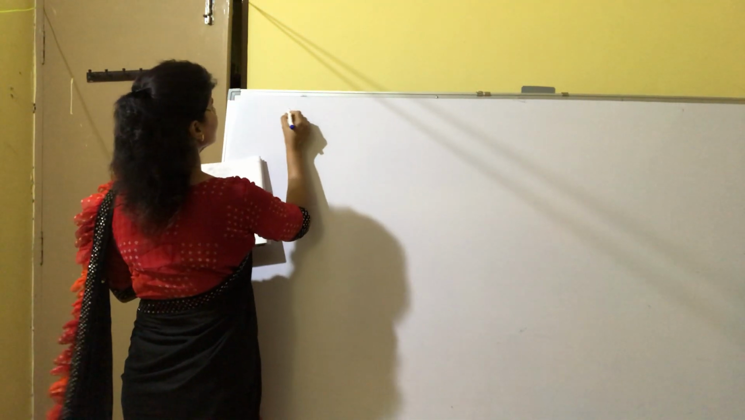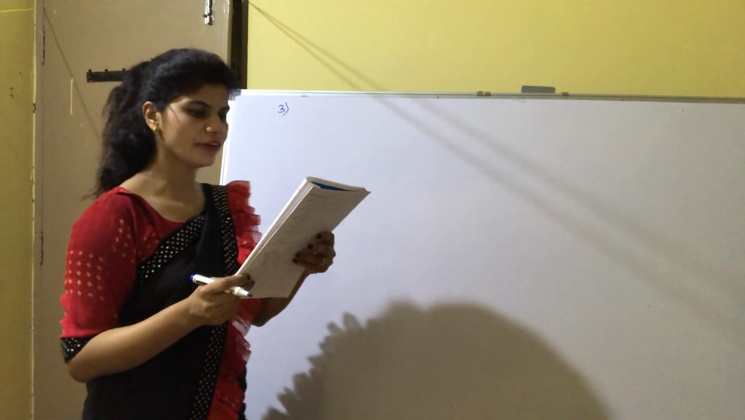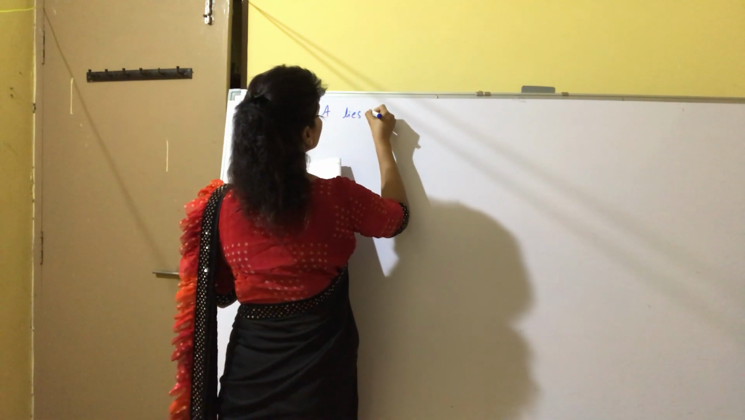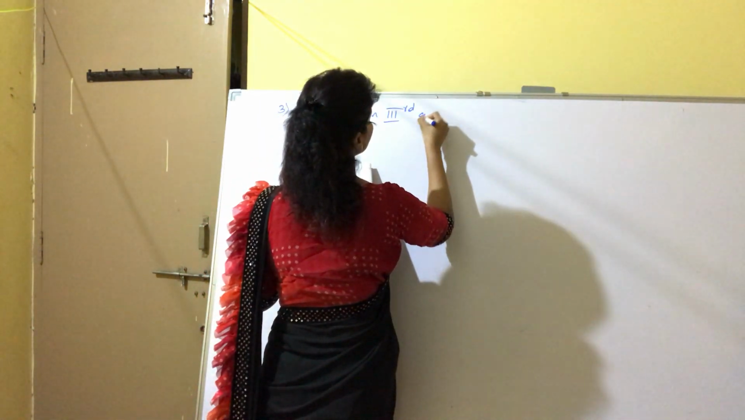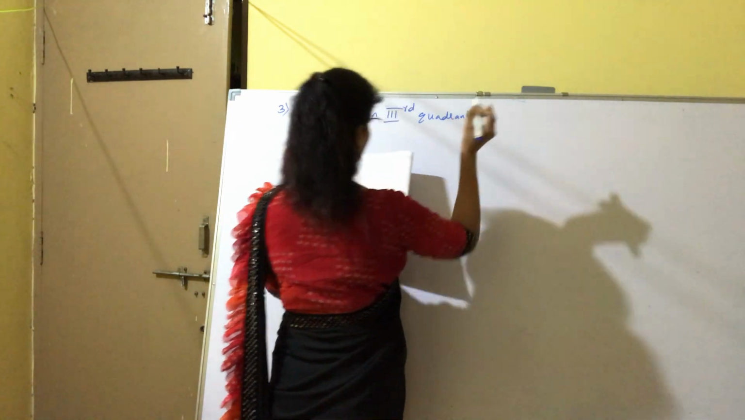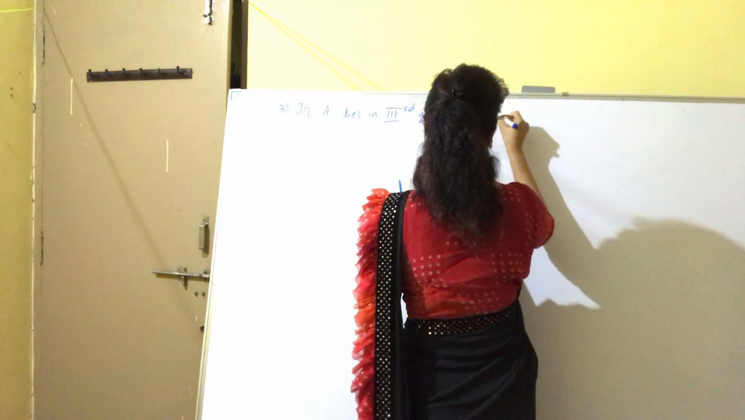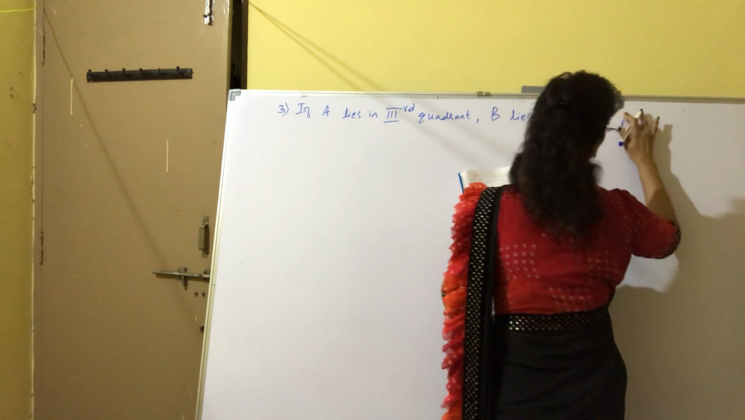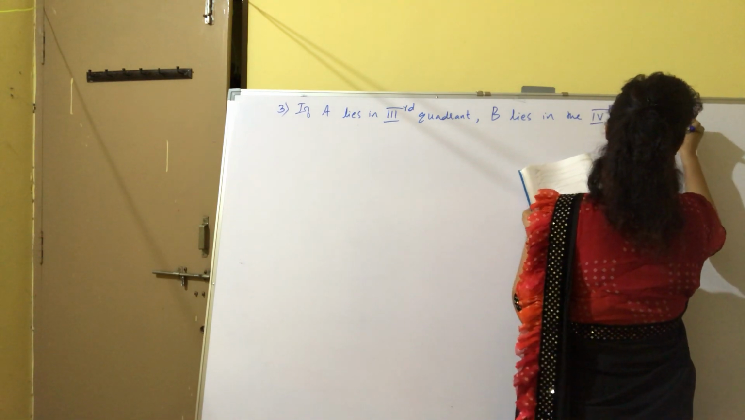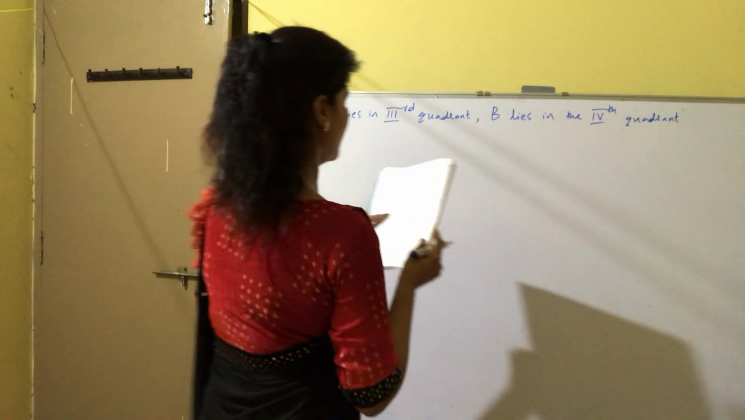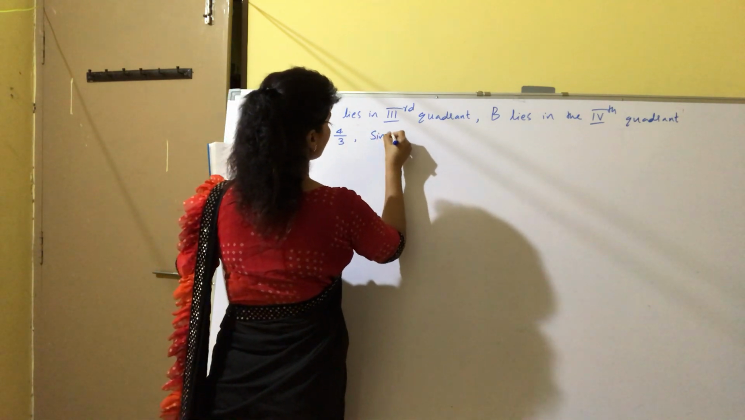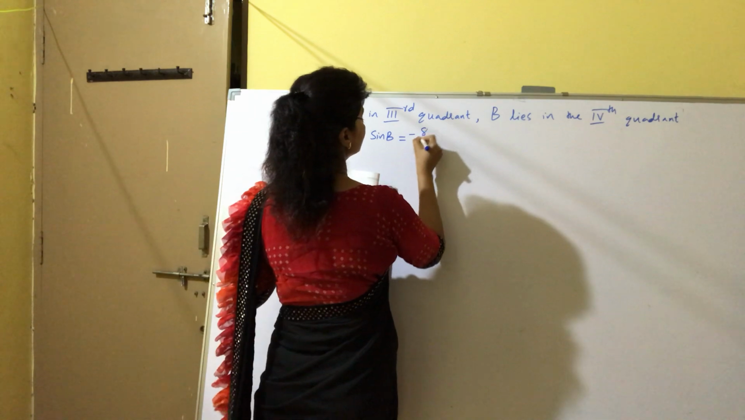So the third question is, if angle A lies in the third quadrant and angle B lies in the fourth quadrant, also we are given tan A is equal to 4 by 3 and sin B is equal to minus 8 by 17.